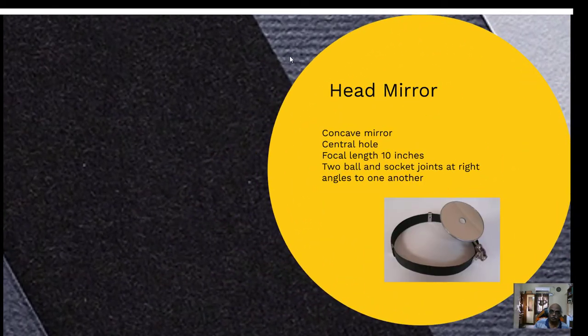Now let us go to the most important component, the head mirror, which should be used along with the bull's lamp in order to reflect the light from the bull's lamp onto the patient. The head mirror is actually a concave mirror with a hole in the center. I'm pointing the cursor, and this center hole is roughly about 2 centimeters in diameter. The focal length of this concave mirror is 10 inches, and it has two ball and socket joints placed at right angles to each other. This helps in adjusting the mirror so that the light will be focused at its focal length, roughly 10 inches.